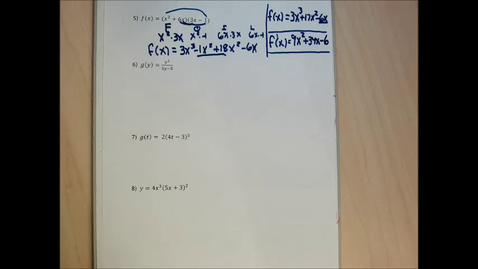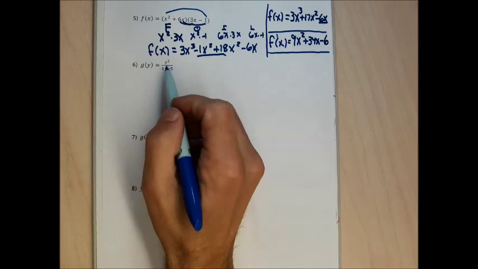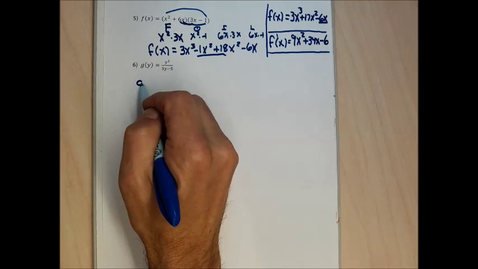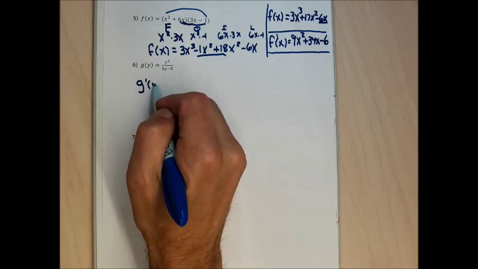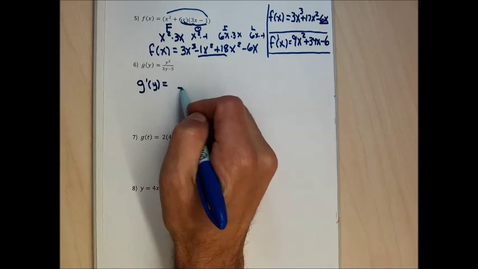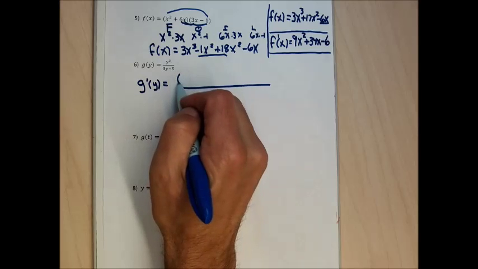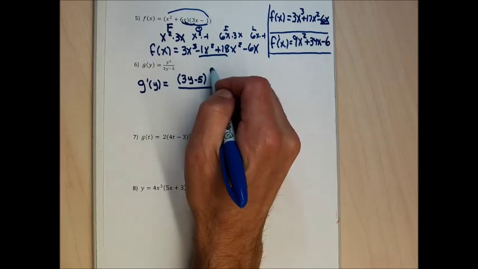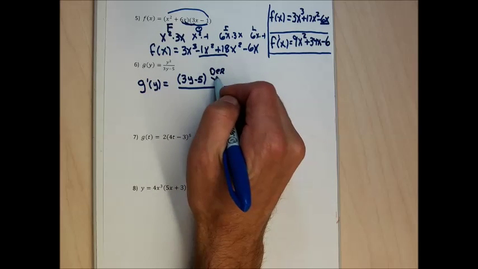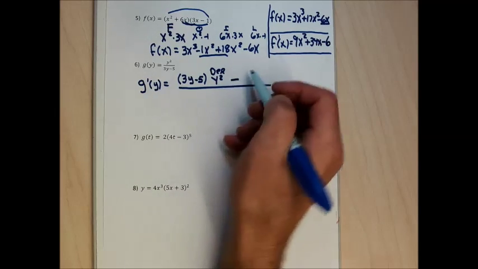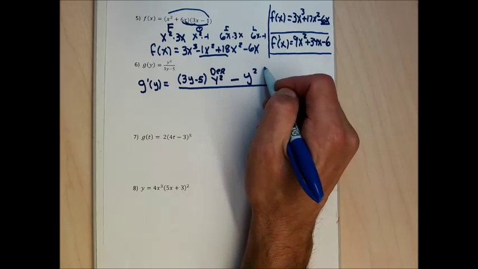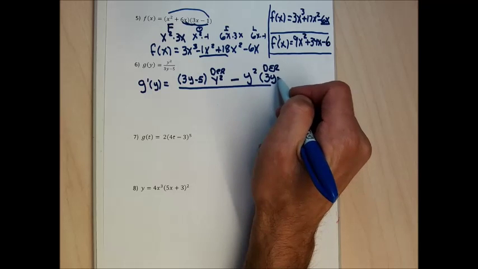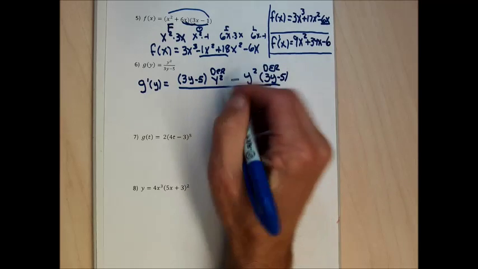Problem 6 is ugly because I have to use the quotient rule. Because there's a fraction and the denominator has a minus, I'm going to use the quotient rule. I'm going to jump right into it, and I'm going to explain what I'm going to do. The derivative I'm going to get by taking the denominator, which is 3y minus 5, times the derivative of the numerator, which is going to be the derivative of y squared, then minus the numerator, which is y squared, times the derivative of the denominator, which is 3y minus 5, all over the denominator squared.